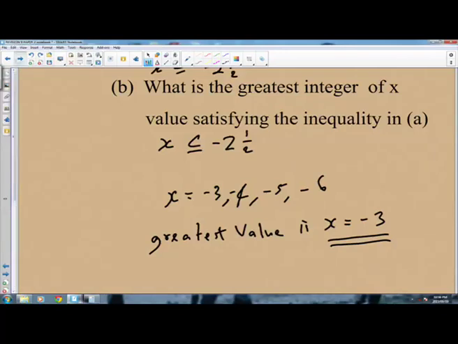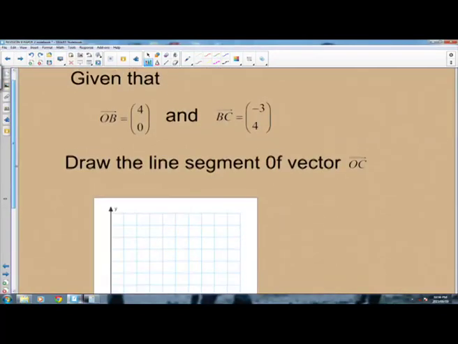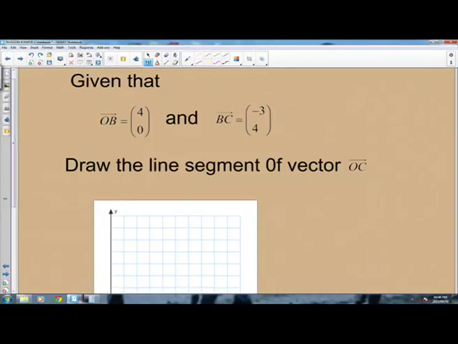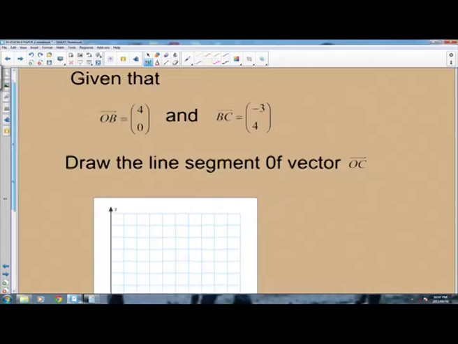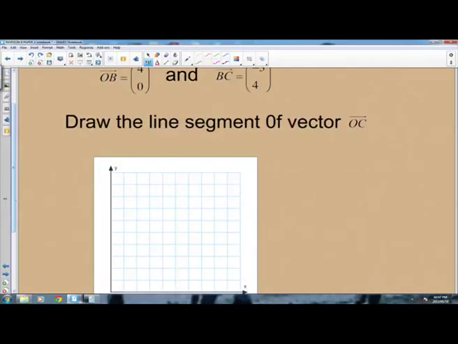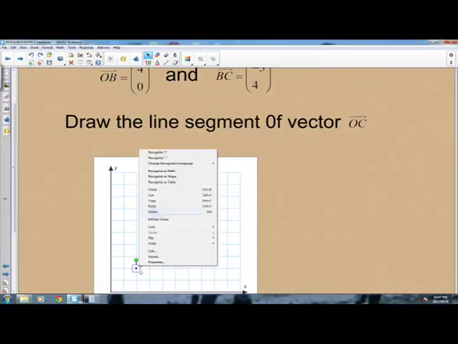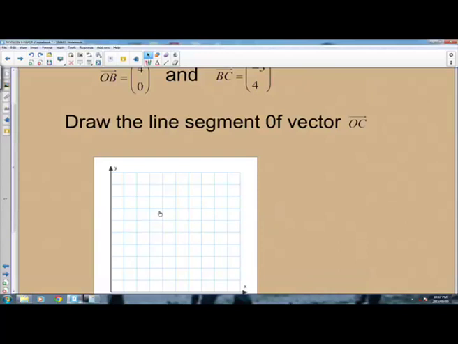And then the next revision question says, given that OB equals to 4, 0 and BC, which is a vector, is equals to minus 3, 4, draw the line segment of vector OC. So you are expected to draw the line segment of vector OC. You can just draw the vector OB first. Vector OB, we start here. If we choose the point here to be our O.